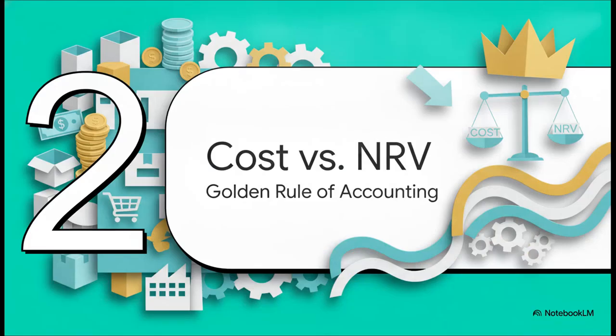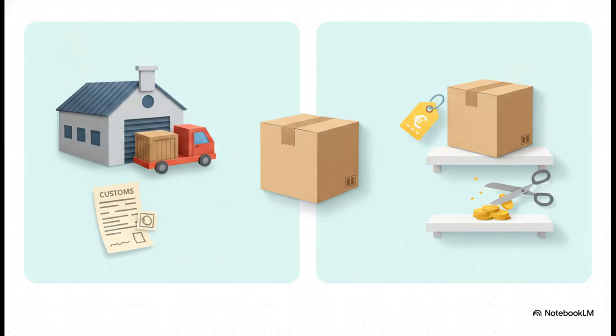Moving right along, Section 2. Cost versus net realizable value, otherwise known as the golden rule of accounting. Now that we know what inventory actually is, we have to figure out exactly how much it's worth. And we do this by comparing two distinct valuation methods. First up, we've got cost. And listen, this isn't just the sticker price. It includes literally everything needed to get the item into your warehouse and ready to sell. Stuff like carriage inwards, import duties, packaging, you name it.